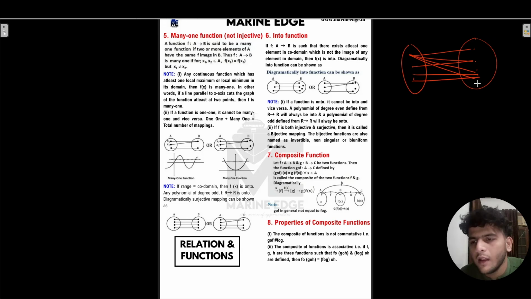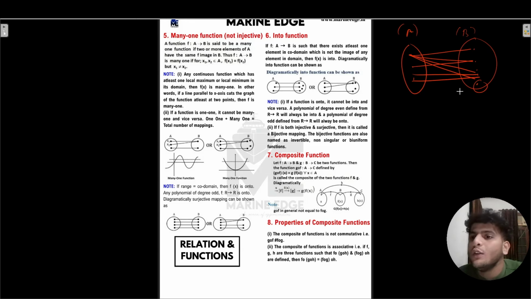Let us take another element inside. So this is now having at least 5 elements. Upon having 5 elements, you can see that this element is left behind, that this element has not been mapped to any element from the set A. So this is an example of into mapping.